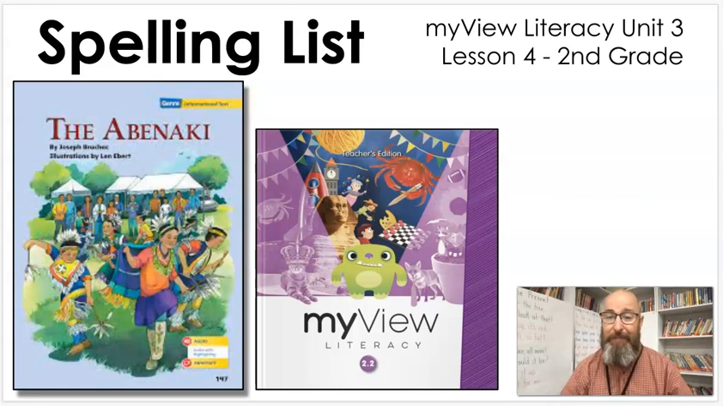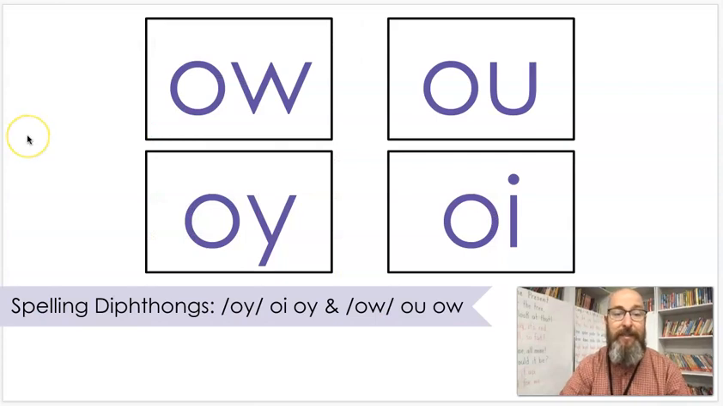Now these lessons in particular go along with our reading series that we use in second grade. If you're using MyView Literacy and your story this week is the Abenaki, your Unit 3 Lesson 4, this lesson's for you. And so what we're going to do today is first see what our skill of the week is. Our skill of the week is diphthongs.